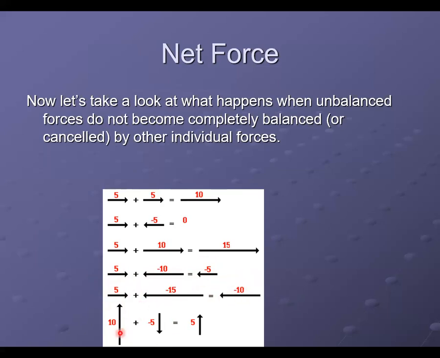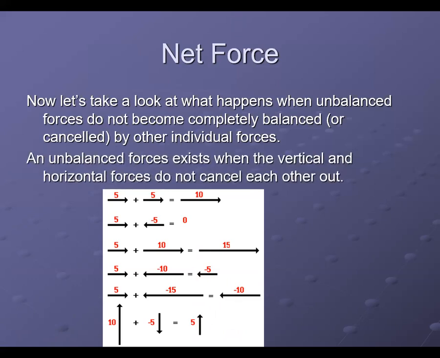It's important to understand this can also happen with things like this. We've got 10 newtons of force upward, 5 newtons of force downward. So our net force, overall force, is 5 newtons up. So this object is taking off. It's important to understand that unbalanced forces exist when the vertical and horizontal forces do not cancel each other out. So anytime you have a leftover, like this one's unbalanced, this one's unbalanced, this one's unbalanced, this one's unbalanced. So all of them but this one. This is the only one that's balanced. It's the only one that cancels out.